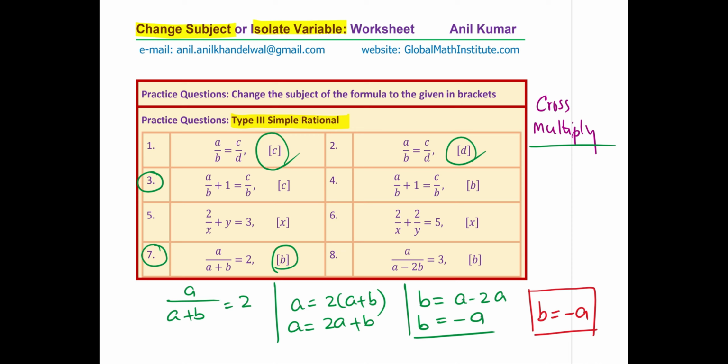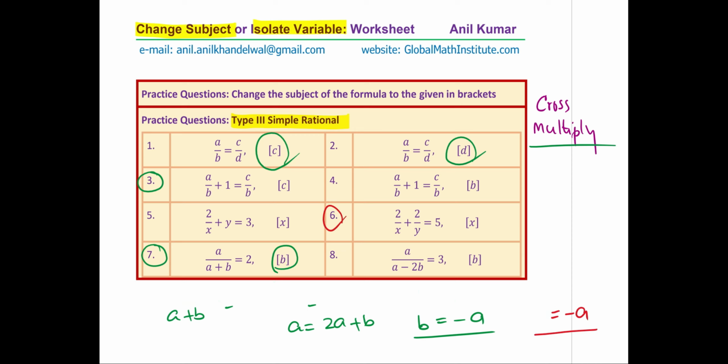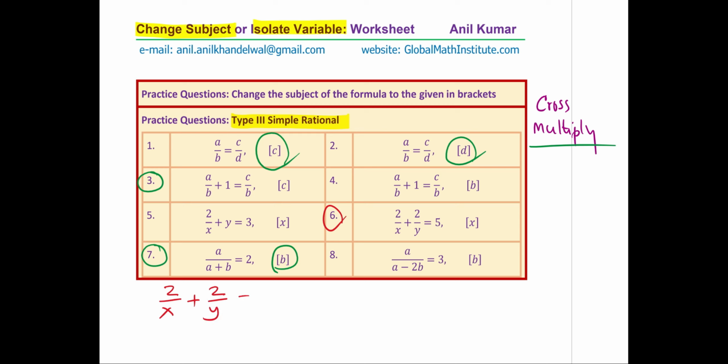Let me take the last example from here, which is 6. You can also pause the video and answer the question. 6 is 2 over x plus 2 over y equals 5. We need to find what x is. So what I'm going to do is retain 2 over x here and take the term 2 over y to the right hand side.